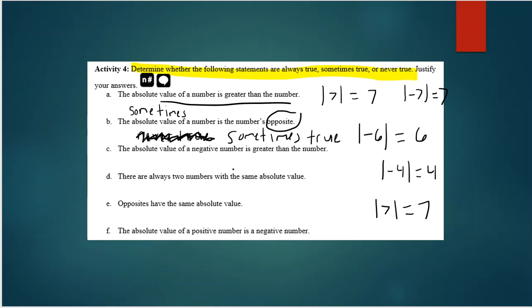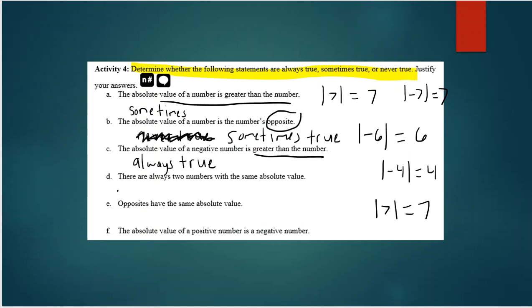The absolute value of a negative number is greater than the number. And that is going to be true always. Because if you're taking the absolute value of a negative number, you're always going to end up with something positive, and a positive number will always be greater than a negative number.